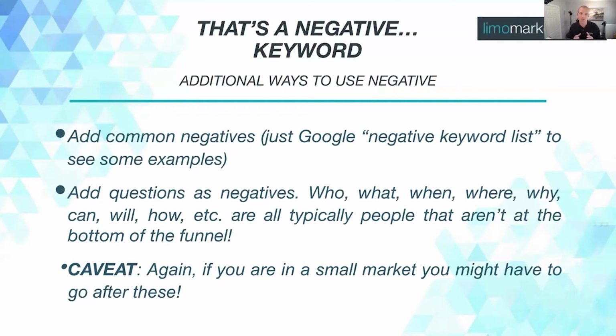Now, again, if you're in a small market, you might not want these on your negative keyword list. For instance, if someone searches how much is a party bus rental, there's a good chance they might end up booking with someone, but technically they're still in research mode. So if you're in a huge city and you have a small budget, you definitely want to add who, what, when, where, why, how as negative keywords. But if you're in a small city and you have, let's say, a $40, $50 a day budget, you probably don't want to add those, because you want to try to capture everyone that you can.